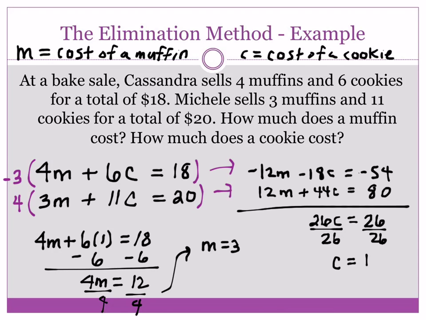The last thing then is to simply write it out with units, because this problem has units. So what in the world did I find out? Cookies equal $1. Right, the cookies cost $1, and the muffins cost what? $3. You got it.